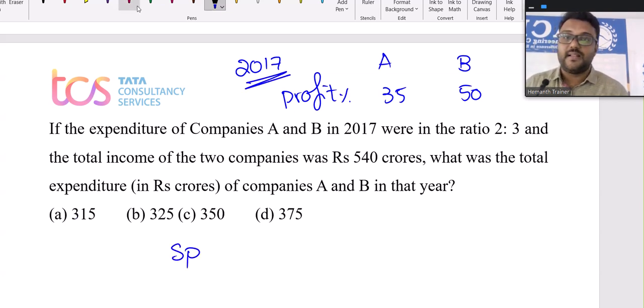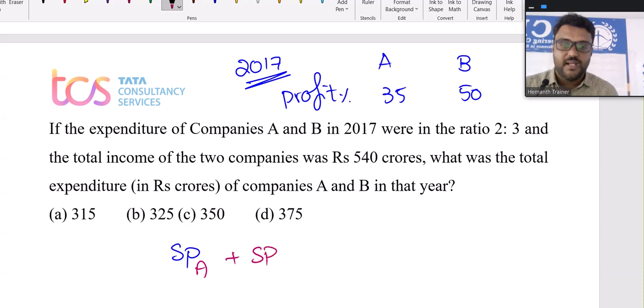Good thing in this question is they are discussing only 1 year. But some questions, they'll give 2017, 2018 combined. As the graph has multiple years, they can combine also. They can say expenditure of company A in 2017 and expenditure of company B in 2019 combined. They can take different things, but you're lucky they are taking the same year only. Fine. So selling price of A plus selling price of B together is 540 crores. Right.